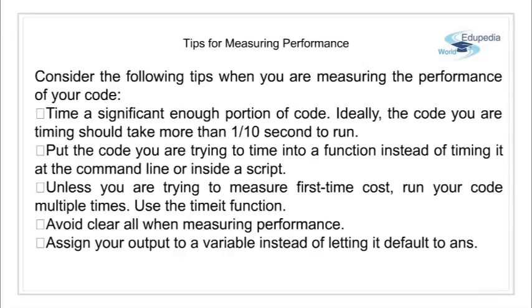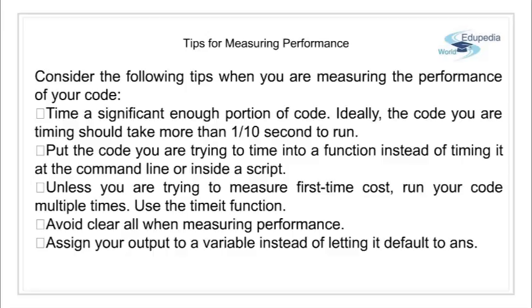Following are the few tips you can follow when measuring the performance of your code or your program. The first thing is to time a significant enough portion of code. Ideally, the code that you are timing or the program that you are timing should take more than 1/10 of a second to run. Then only it makes sense to measure the time. Second is put the code you are trying to time into function instead of timing it at the command line or inside a script. Timing it in a function makes it convenient and easy for you to understand, and you can take average or median of various measurements.